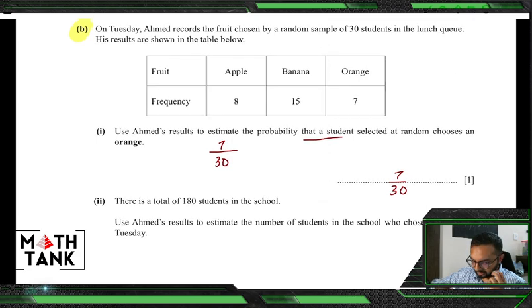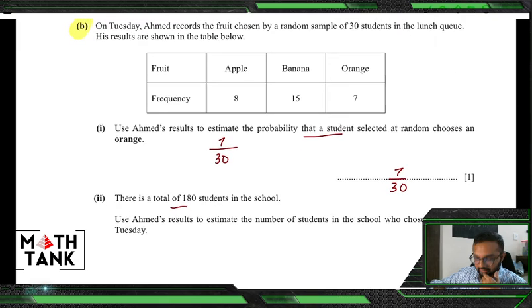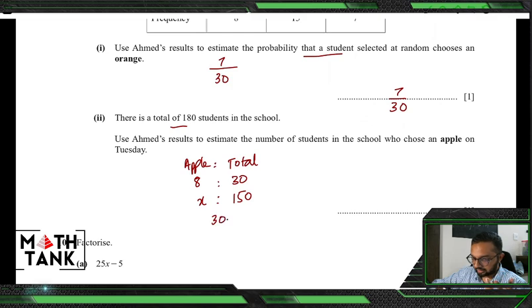That's plain and simple. There's a total of 180 students in the school. Use Ahmed's results to estimate how many choose an apple. This can either be done through relative frequency, or you can simply use ratios. You can see 8 people choose apple on Tuesday out of a total of 30. So apple to total. Let's say the school has 150, what happens then? If I write an x, I can cross multiply: 30x equals 8 times 150. Don't multiply it all out, something will cancel out and you can get your right answer. So 3 times 1, 3 times 5, so 5 times 8 is 40.